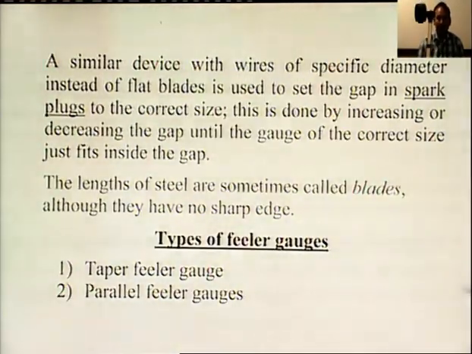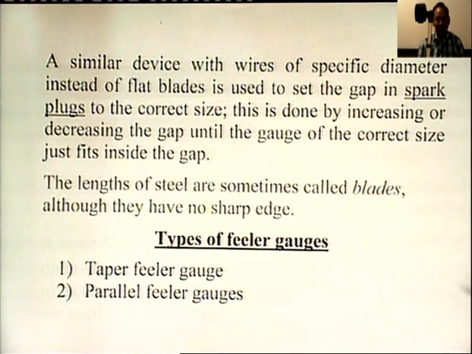A similar device with wire of specific diameter instead of flat blades is used to set the gap in spark plugs to the correct size. This is done by increasing or decreasing the gap until gauges of the correct size just fit inside the gap. The lengths of steel are sometimes called blades, although they have no sharp edge.